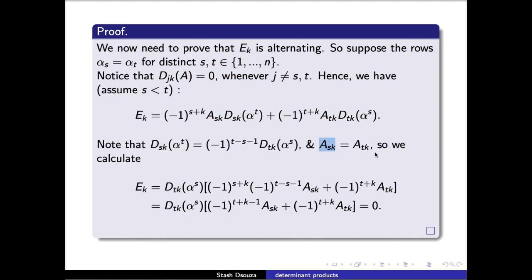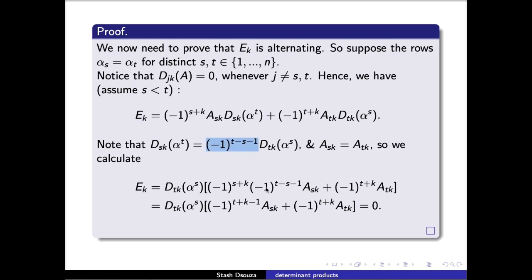And we also note that ask is equal to atk, because again, the s row and the t row are identical, so too must their kth entries be identical. So we calculate that ek is now equal to the following sum. It's equal to dtk at alpha s multiplied by a particular sum. So we are first substituting dsk at alpha t by the formula minus 1 to the power t minus s minus 1 and dtk at alpha s. We factor out dtk alpha s.